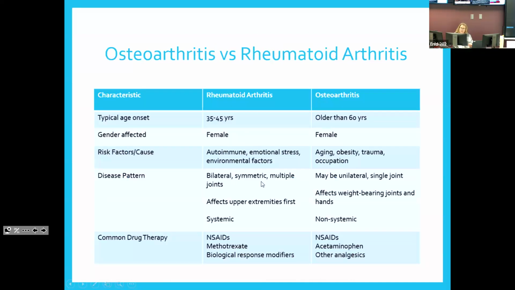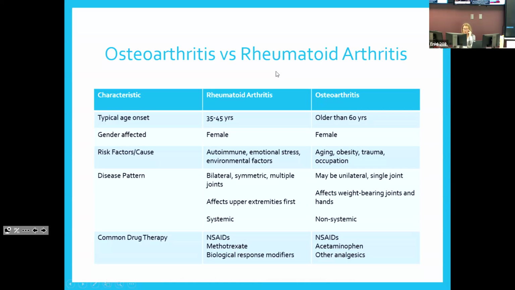So here's a little graph to show the differences between RA and osteoarthritis. So typically the onset can be in younger people, 35 to 45, but you can also see it in children. Typically osteoarthritis in older people generally affects females. Risk factors, so RA is an autoimmune disease, and you can cause flares with emotional stress or environmental factors like the weather.